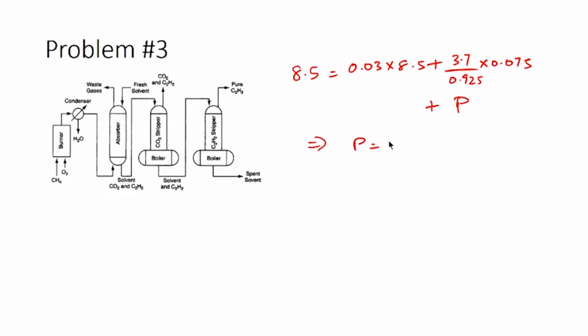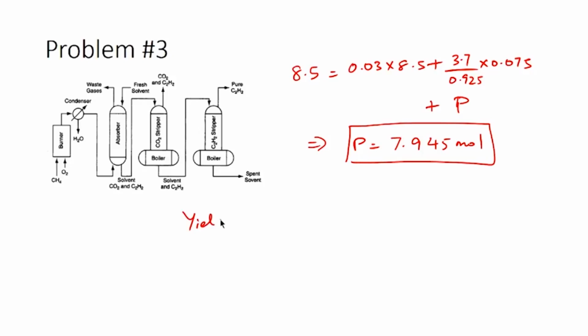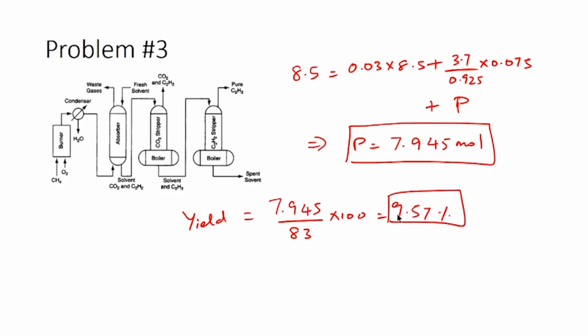Using this we can calculate P as 7.945 moles. So, that is the number of moles of acetylene product which is recovered. The yield for acetylene based on methane fed would be 7.945 divided by 83 times 100, giving a percentage yield of 9.57%. So, this gives us all the parameters that have been asked for in the problem.